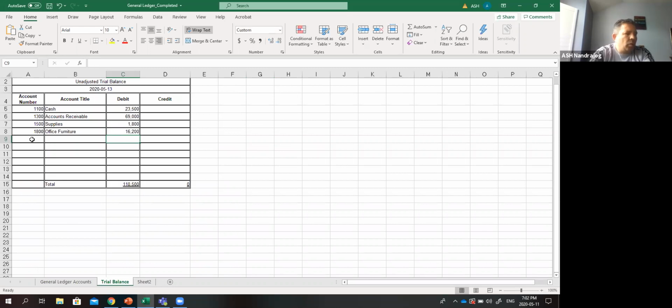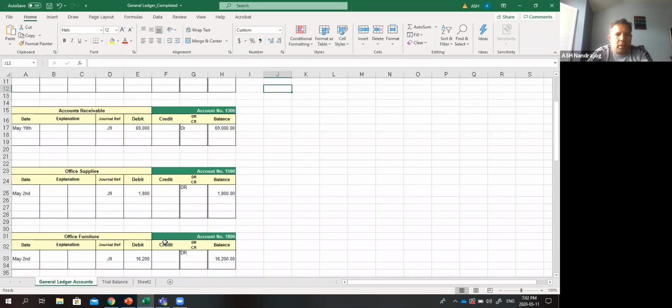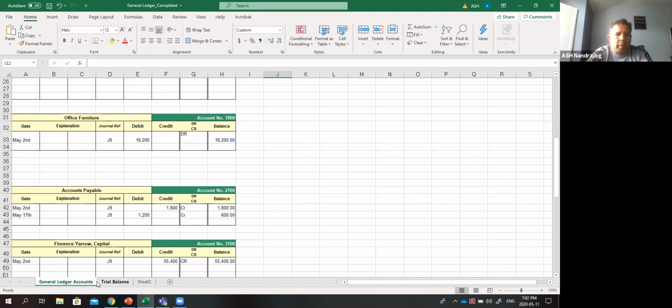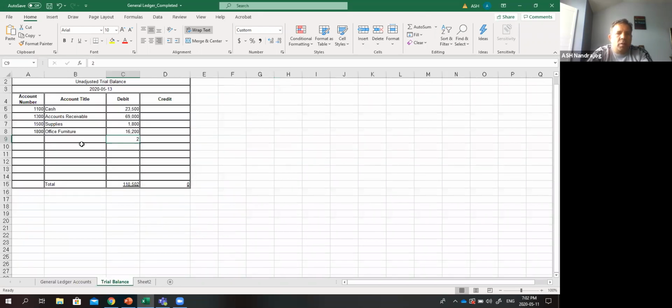The next account is accounts payable, and that has a credit balance of 600. So the account number is 2100, accounts payable, and the balance is a credit balance of 600.